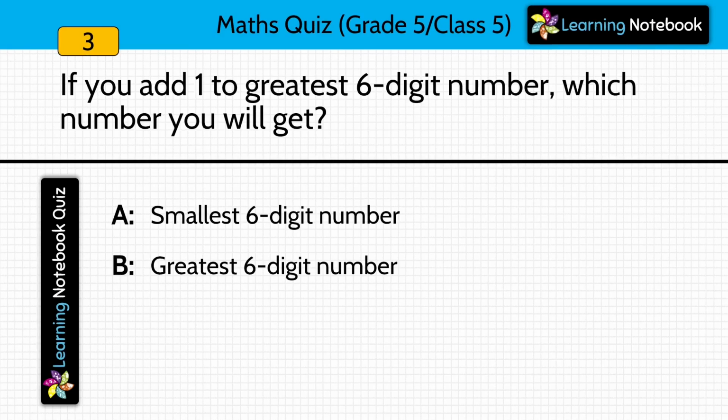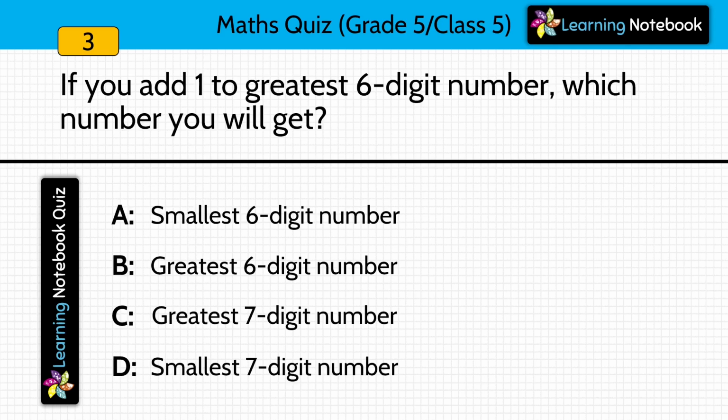Next, if you add 1 to the greatest 6-digit number, which number will you get? So here first you need to know which is the greatest 6-digit number and then you add 1 to it. Answer is option D, smallest 7-digit number.